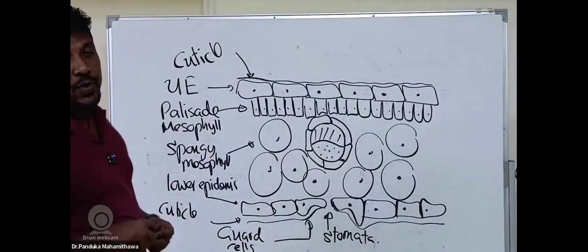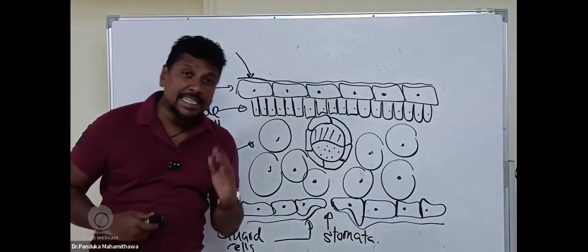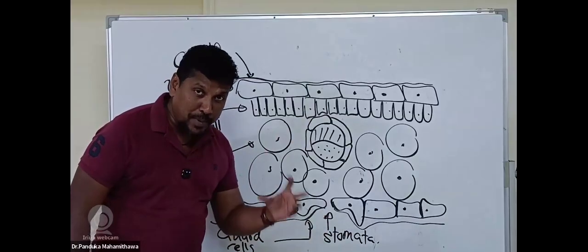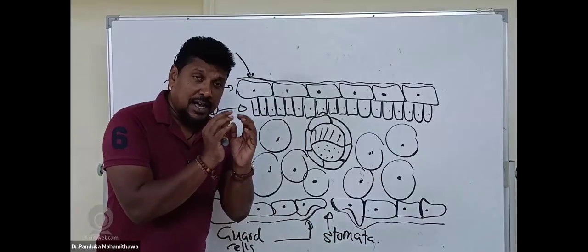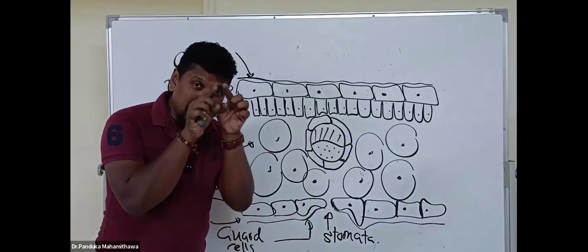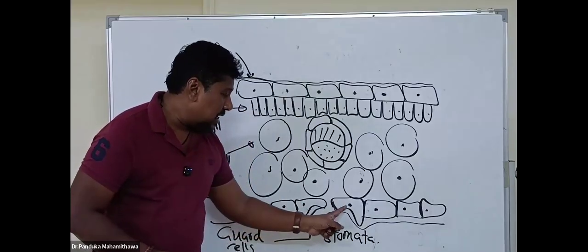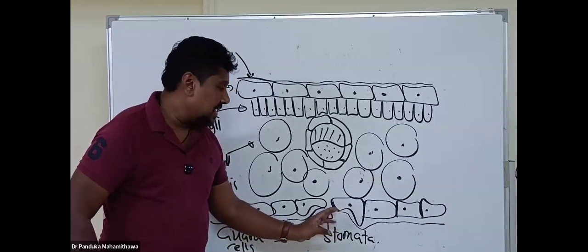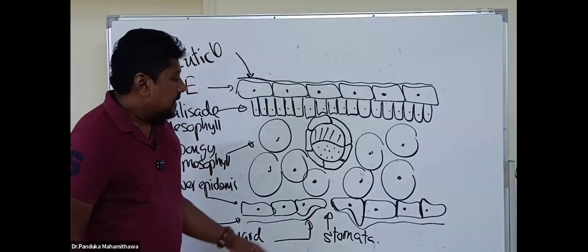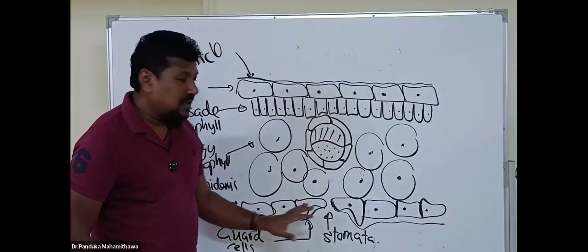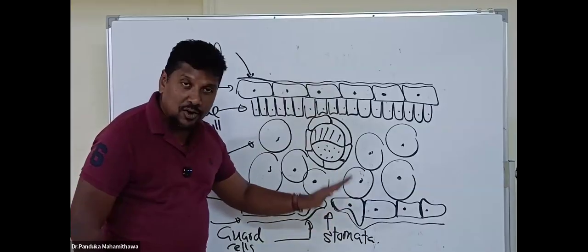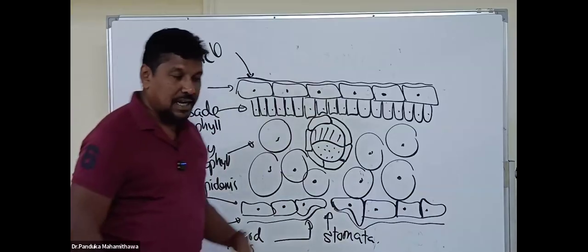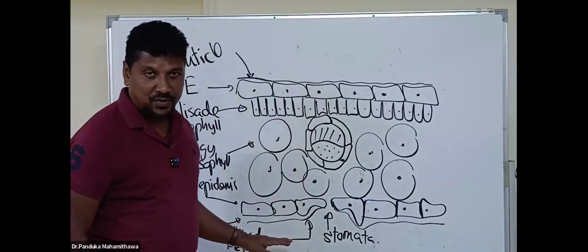So the gas exchange happens through this stomata. Stomata is the opening, and that opening is created by bean-shaped cells called guard cells. Guard cells also have chloroplasts, and so this is the arrangement of the dicotyledon leaf. Shall we come up to this point?